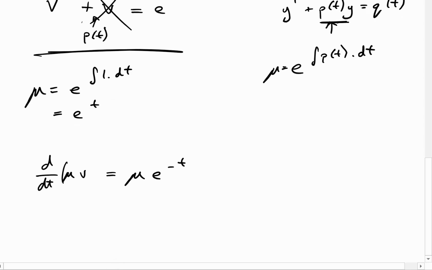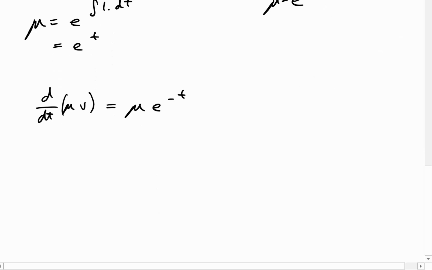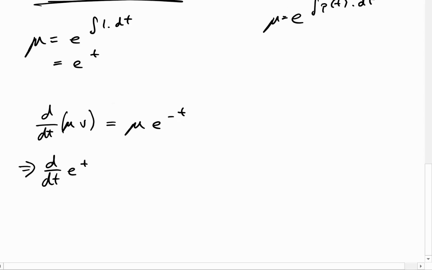Oh, sorry, there's no dash there, because this thing is basically just d by dt of v. So when we multiply through by mu, we can stick the mu in there. It's just like a fraction, basically. It's not a fraction, but we can treat it as a fraction. And so we end up with this. Where mu is e to the t, we end up with e to the t times v equals e to the t times e to the minus t.